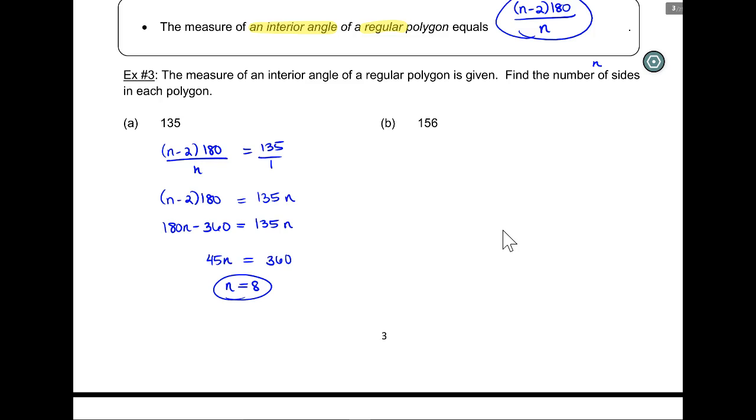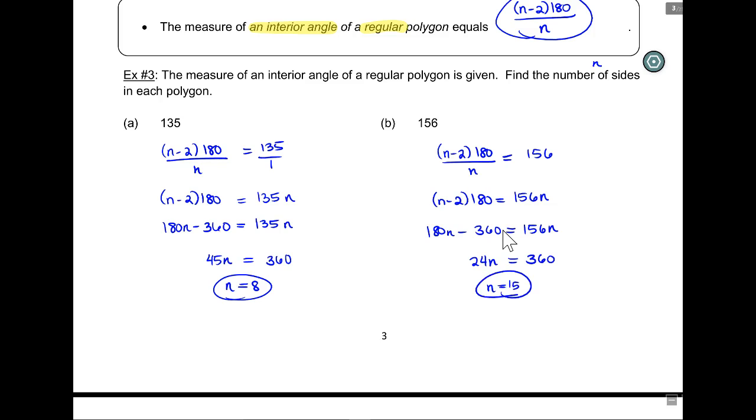Okay, next one. If you want to pause it and try this one on your own, then I will go ahead and solve it. So it's (n minus 2) times 180 over n has to be equal to 156. So (n minus 2) times 180 equals 156n. Distribute: 180n minus 360 equals 156n. So add the 360 to the other side. Move the 156, so we get 24n equals 360. Divide both sides by 24, and we get 15.